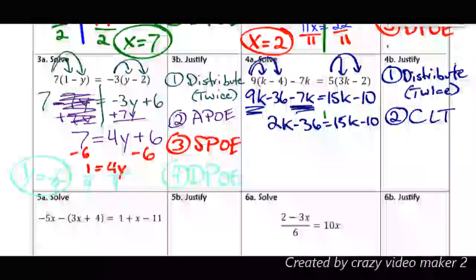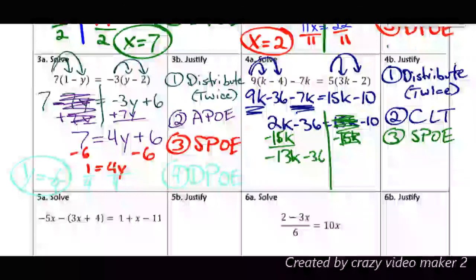I'm going to subtract 15k. I'm going to do minus 15k and minus 15k. I really just need to cancel out one of the variables so that it moves over to the other side and combines with the variable on the right side or the left side. This goes away. That's the whole point of doing that. That's the whole point of subtraction property of equality. And that gives me negative 13k minus 36 equals negative 10.